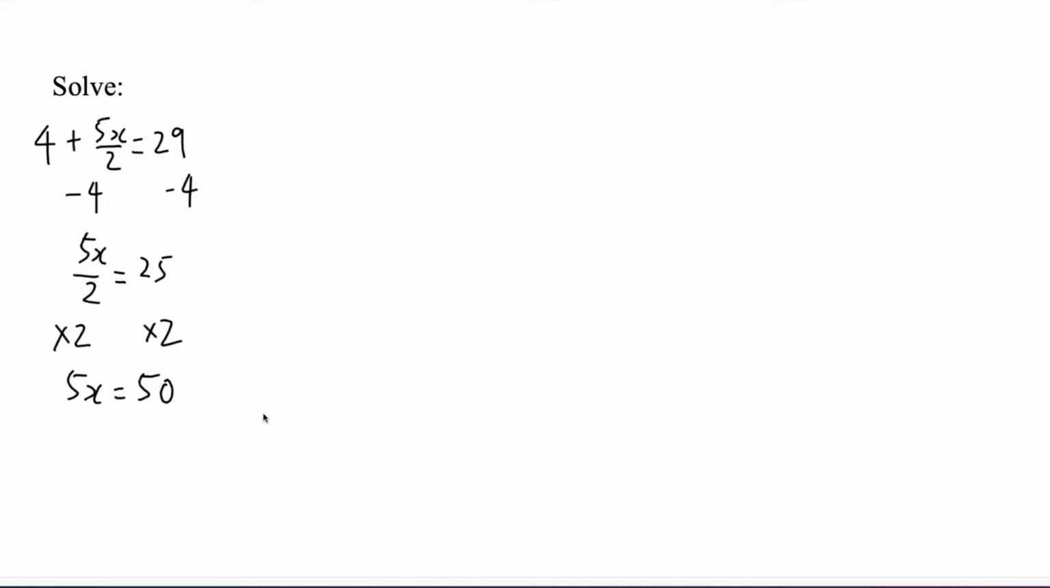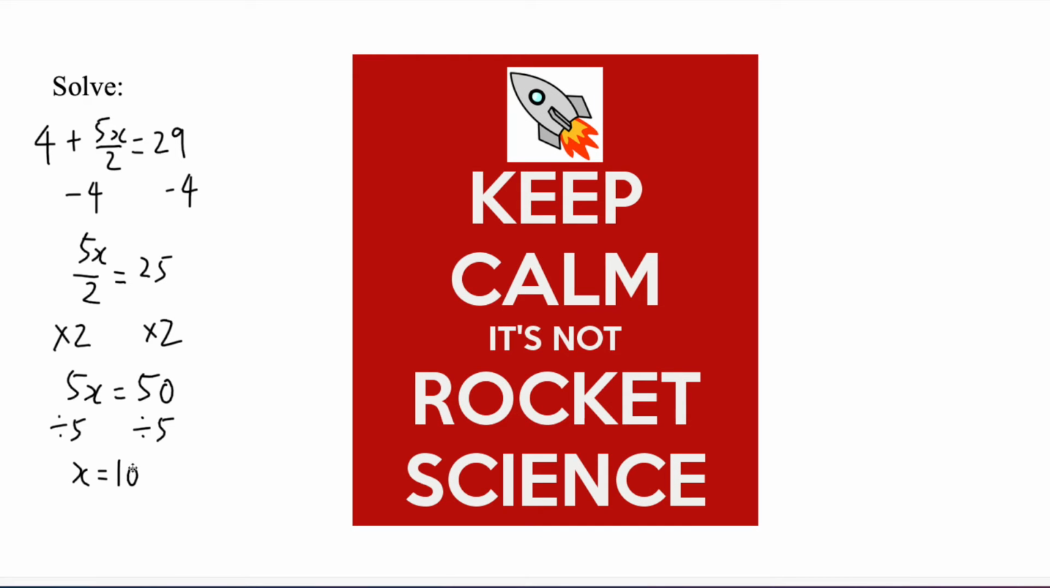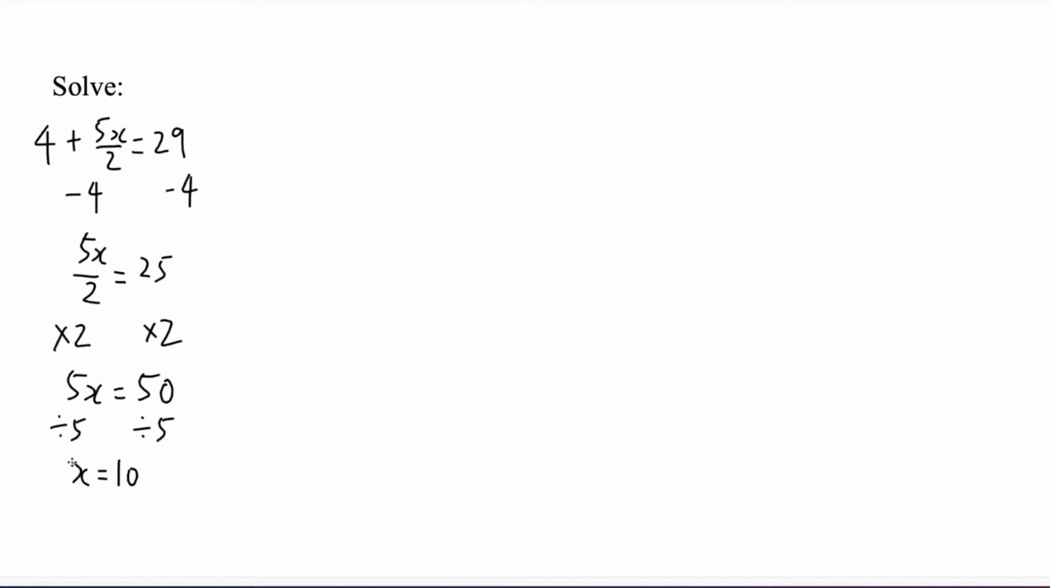And the final step, to finish it off, we want to make x by itself. So we're going to divide this side by 5 and divide this side by 5, right? All right, we divide 5x by 5, we get x, as you should already know, equals 50 divided by 5. That's no rocket science, you get 10. Okay, and here we have the answer.